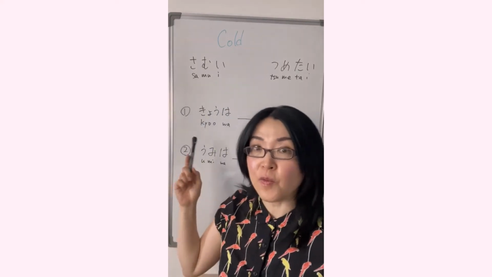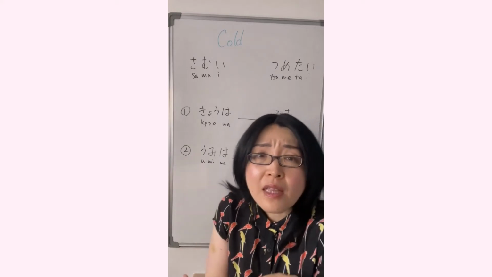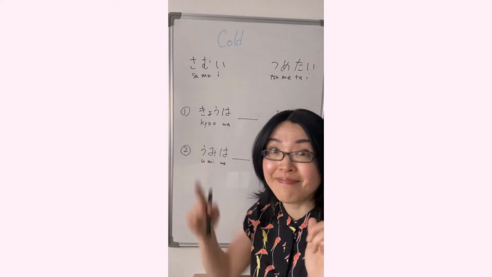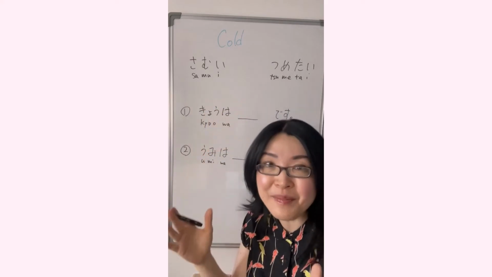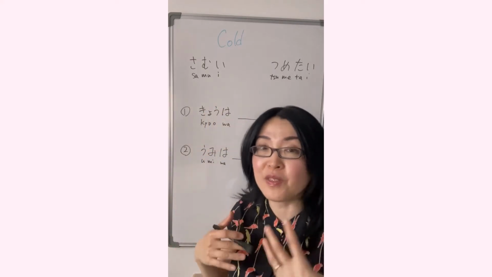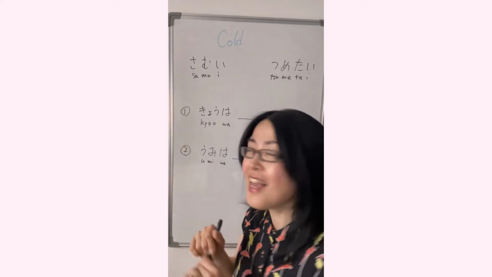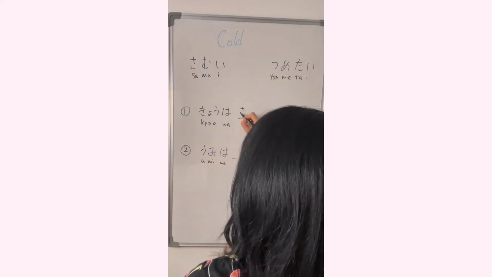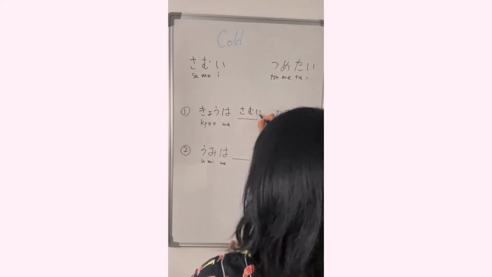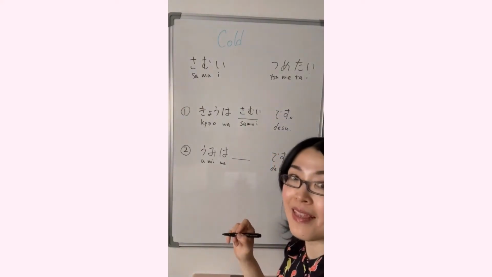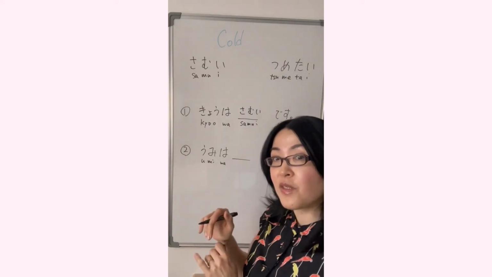For example, if you want to say, oh, today it's cold, 今日は which one? 寒いです, because when you mention today is cold, you mean the air temperature. So 今日は寒いです.